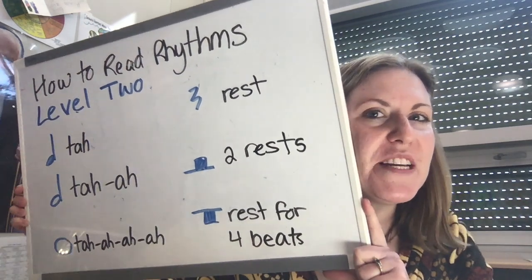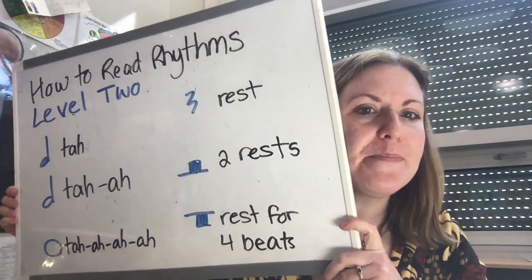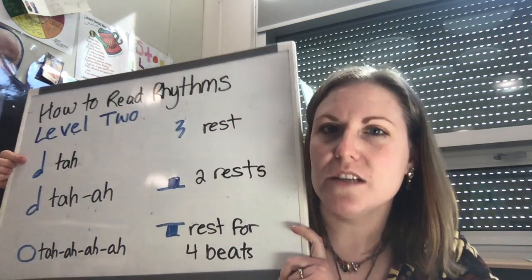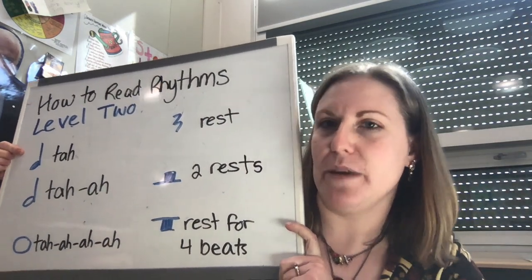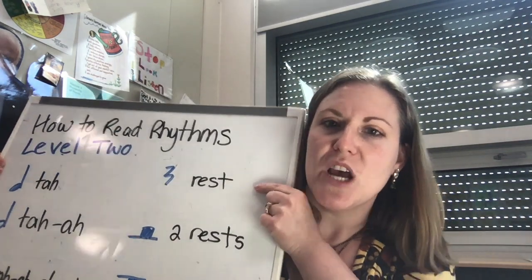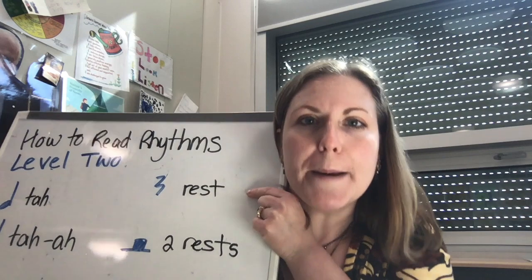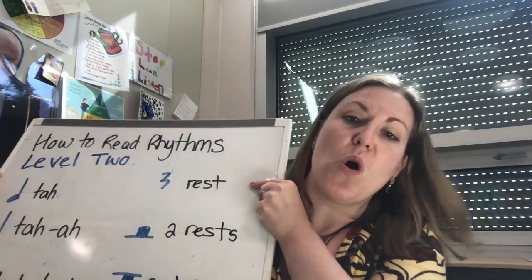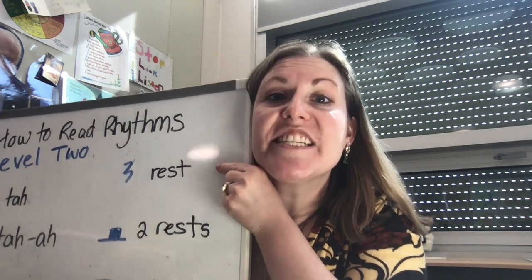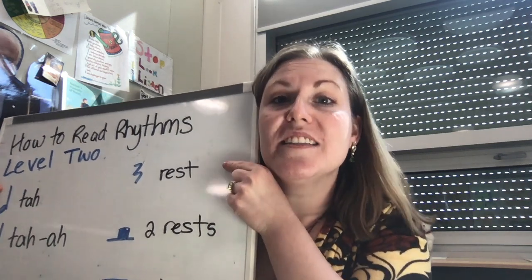And so some of these rhythms we looked at last time. What will be familiar to you is the ta. Ta represents one beat of sound. Also familiar to you is the rest. Rest represents one beat of silence. So when they were put together, ta, ta, ta.